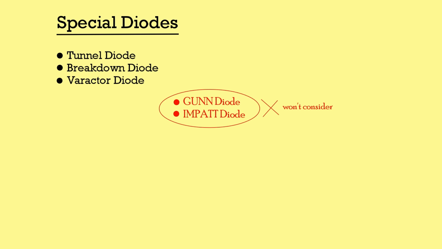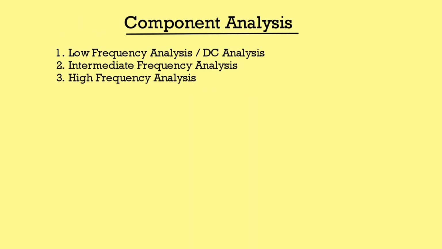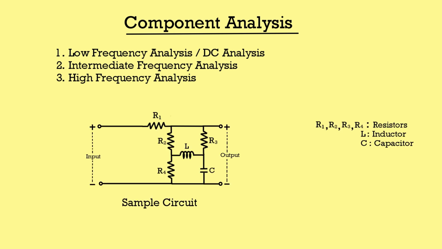You might already know the majority of devices operate on AC, but whatever I have covered here, I have always considered DC analysis only. You can actually divide component analysis into three categories: DC analysis or the low frequency analysis, intermediate frequency analysis, and high frequency analysis. To understand the difference, let us consider a very simple circuit consisting of a capacitor and inductor.